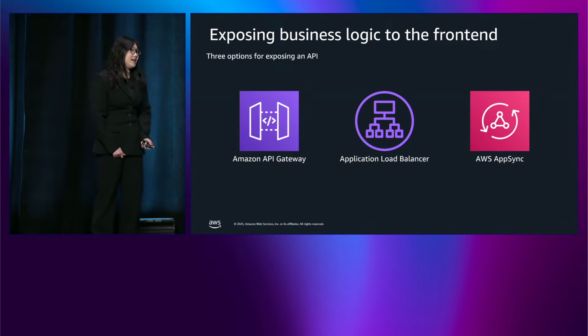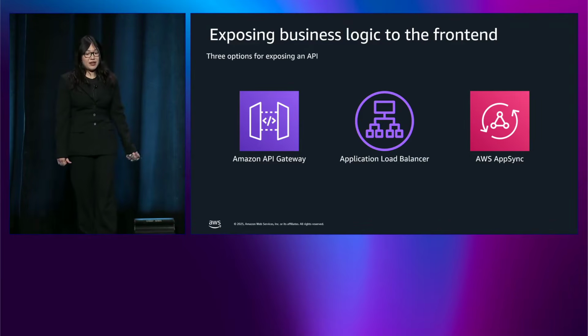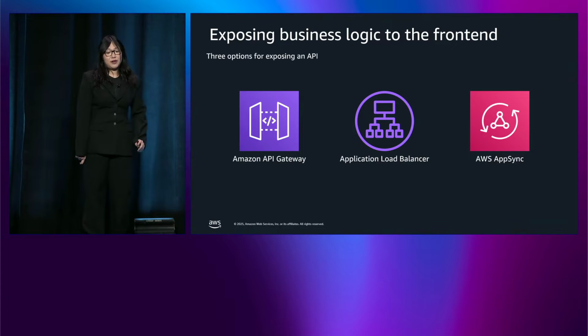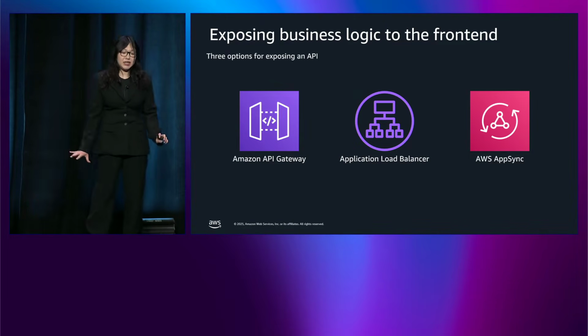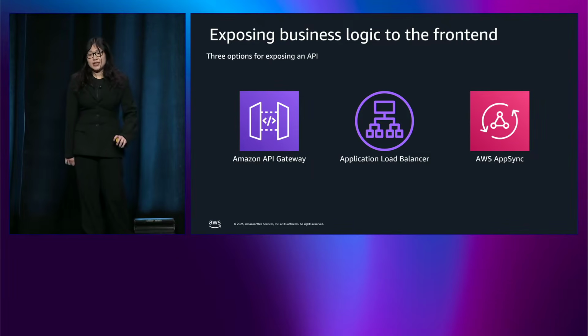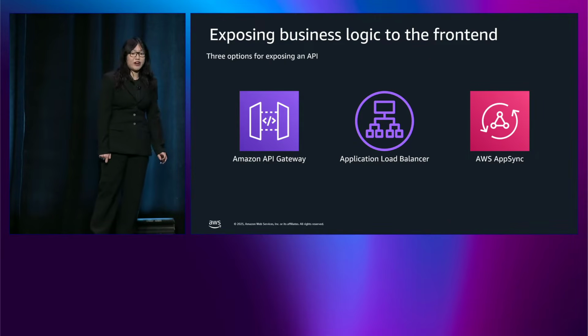So now that we've decided to run our front end and our back end on EKS, the next thing we want to think about is how do we expose the business logic to the front end, right? We have two different pieces. Now, pretty much every customer I'm talking to today is building an API. So when it comes to building an API, we have three different options.